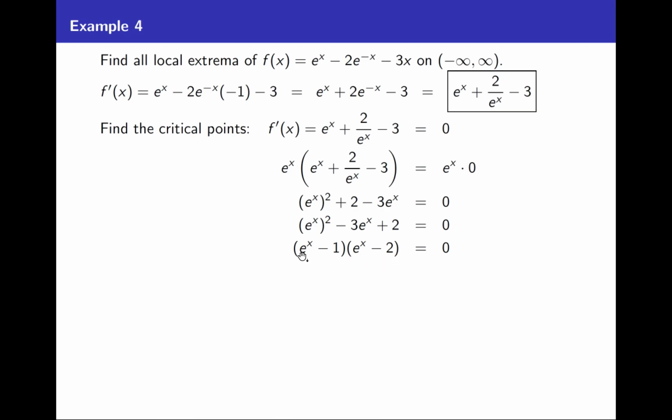Now, if that looks confusing, go ahead and multiply those back together, FOIL it out. e to the x times e to the x is e to the 2x, minus 2 e to the x, minus 1 e to the x, that's minus 3 e to the x, and negative 1 times negative 2 is positive 2.